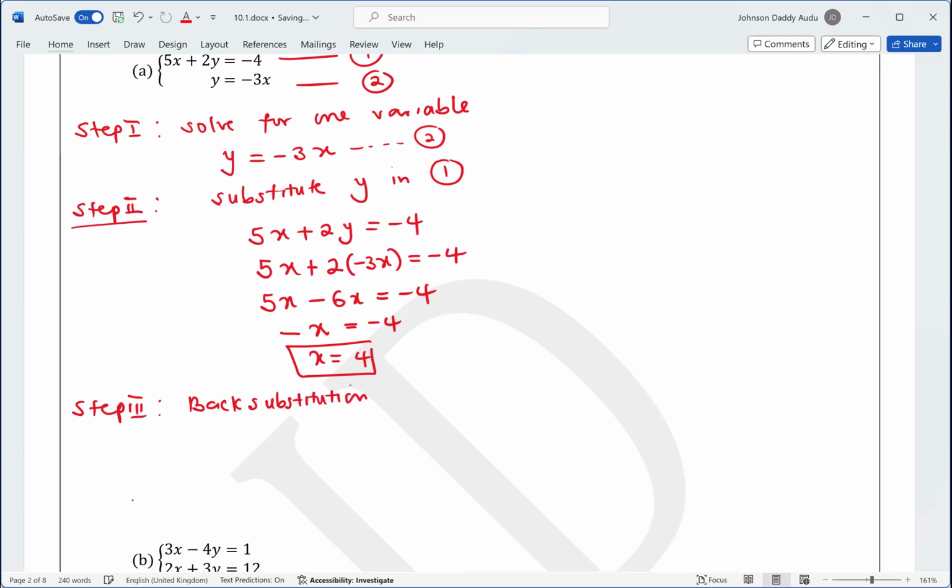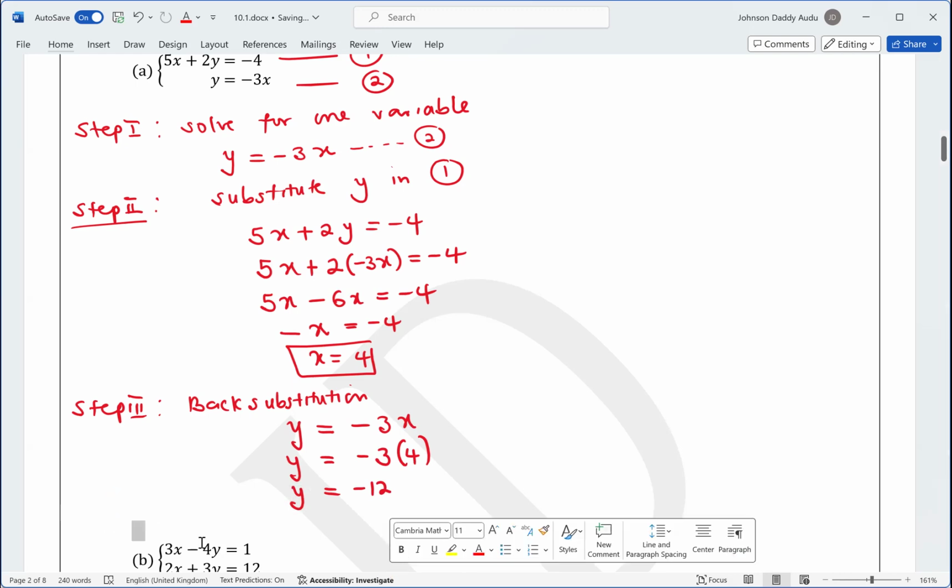Back substitution means you solve for y. Remember, y is equal to minus 3x, right? So it means that y is going to be minus 3 times what? 4. So y is equal to minus 12. So now we have our solution, right?